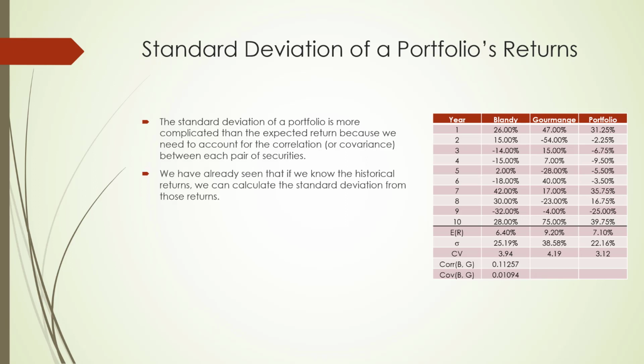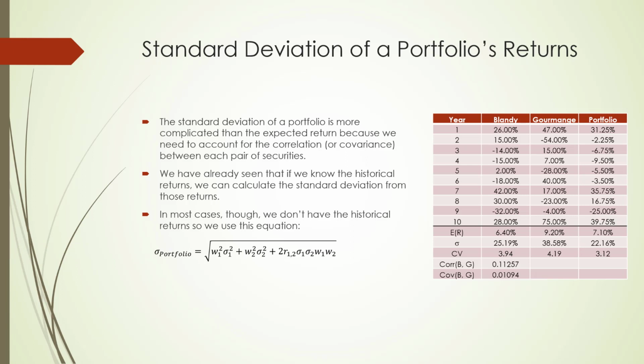But most of the time, we don't have that historical time series of returns, and that's particularly true if we have a large number of securities. So more likely, we know what the expected return for each security is, we know the standard deviation of each security, and we know, or could calculate in theory, the correlation between each pair of securities. If we do that, then we have a formula that we can use to calculate the standard deviation of a portfolio, as you see here.